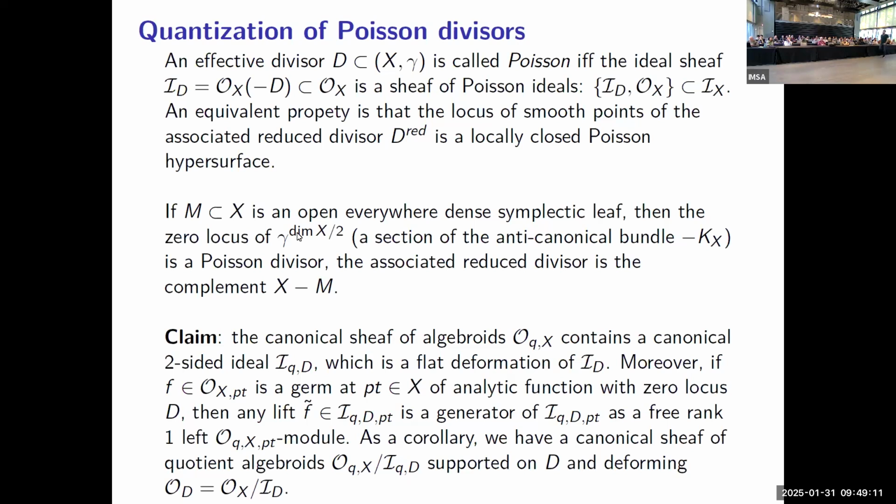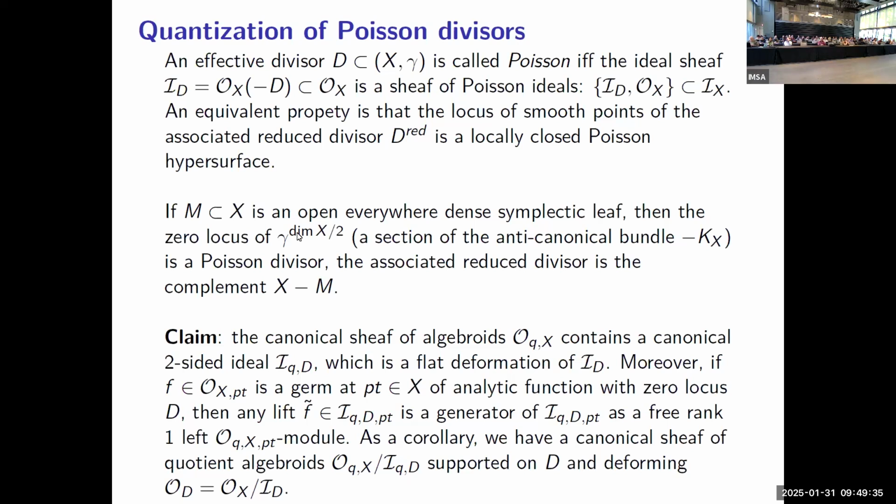You consider the locus of smooth points, and the Poisson bivector should be tangent to the divisor at those points. Yeah, it's very easy to check that. Automatically any multiple will also be a Poisson divisor. Yeah, so you take this Poisson divisor, and an example of such things is the following.